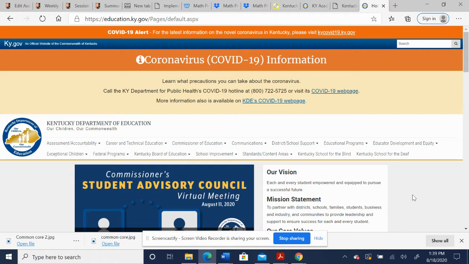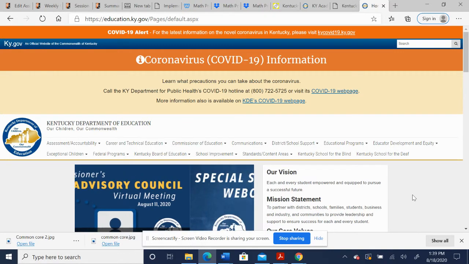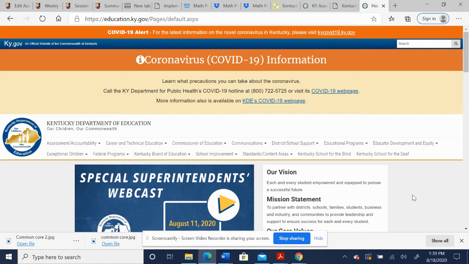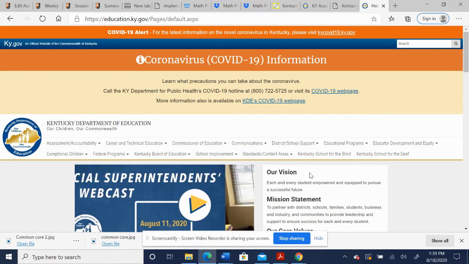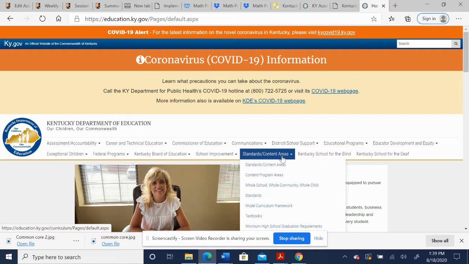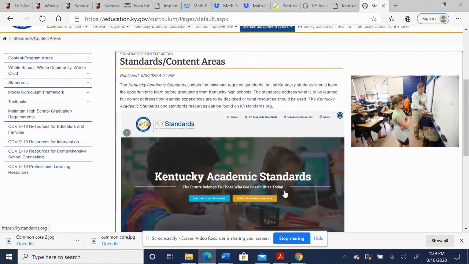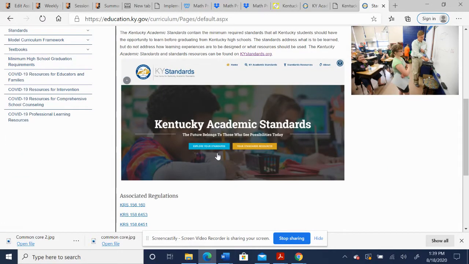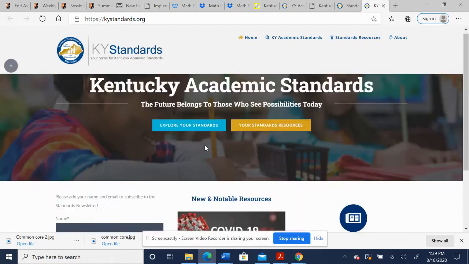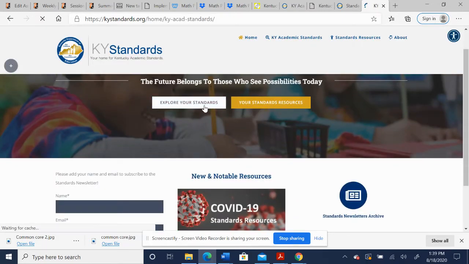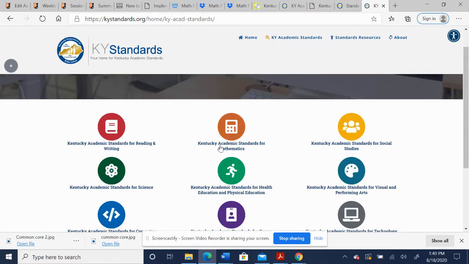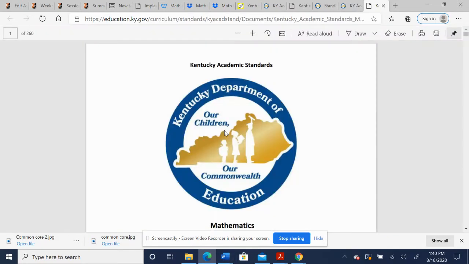Okay, so I began this on education.ky.gov, which is the Kentucky Department of Education website. And in order to navigate to my standards, I'm going to select the standards content areas here. And then I can choose Explore Your Standards. And I'm going to choose, in our case, Kentucky Academic Standards for Mathematics. Notice that there are additional standards here, but these are the ones that we're going to focus on.